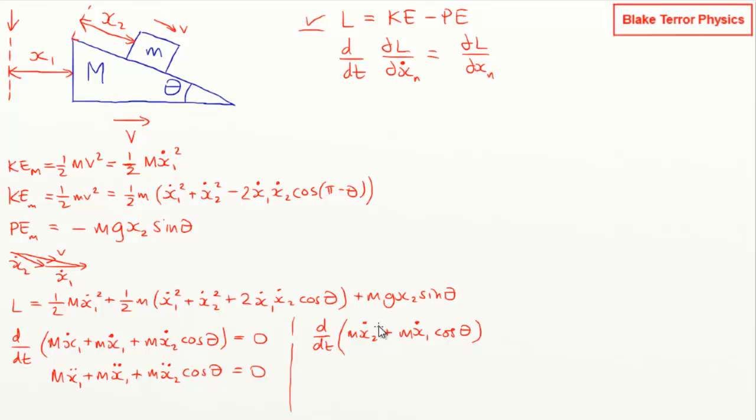And we've got no other x2 dots, but we do have a right-hand side because we've got an x2, not an x2 dot. So differentiate with respect to x2, and that's the only x2 that we've got. So that is going to be mg sine theta. Now we can actually differentiate all of this, and all those m's are going to cancel as well. So we're going to get x2 double dot plus x1 double dot cos theta is equal to g sine theta. So that's our two Euler-Lagrange equations.